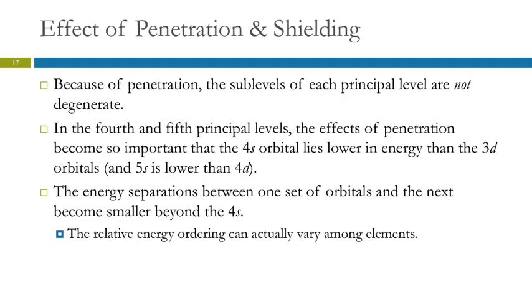Because the s orbital is more effective at penetrating than the p orbital, the sublevels in each principal level are not degenerate. They're not the same energy. In the fourth and the fifth principal levels, effects of penetration become even more important. And so then we actually get the 4s orbital being lower in energy than the 3d orbitals. It all has to do with the shapes of the orbitals and the penetration, how close they can get to the nucleus. The separations between sets of orbitals become smaller and smaller as you get past the 4s.